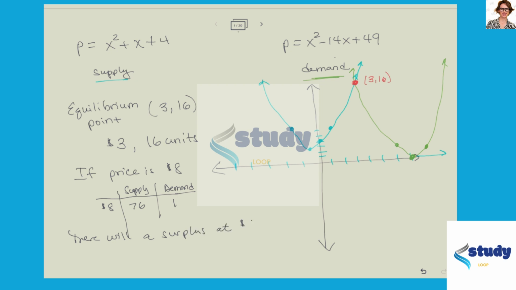It's priced too high at $8. The supply is going to be much greater than the demand at that price point, and that makes sense because that happy place or that equilibrium was $3. So $8 is way too high.